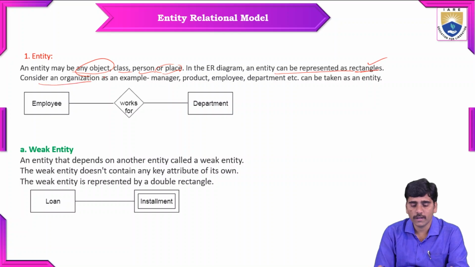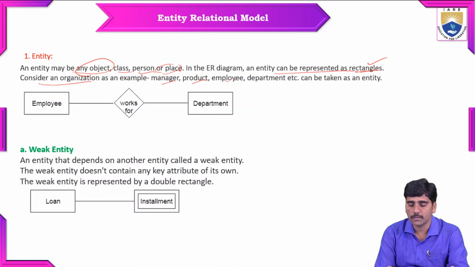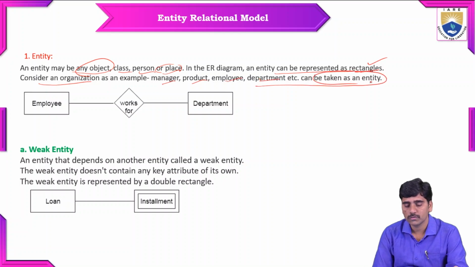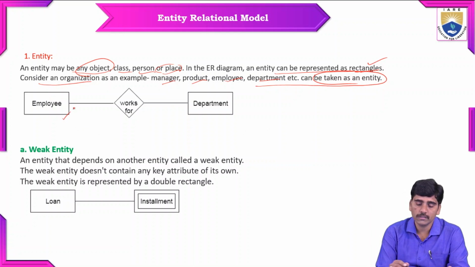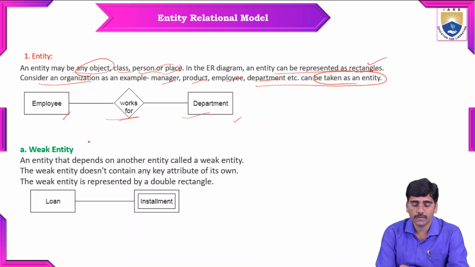Considering an organization as an example, manager, product, employee and department can all be taken as entities. Employee is an entity, department is an entity. Here the employee works for the department, so works for is the relationship between the two entities. And there are different types of entities.